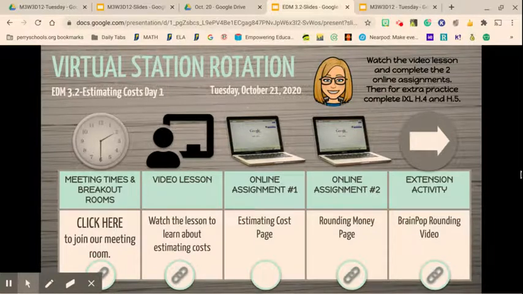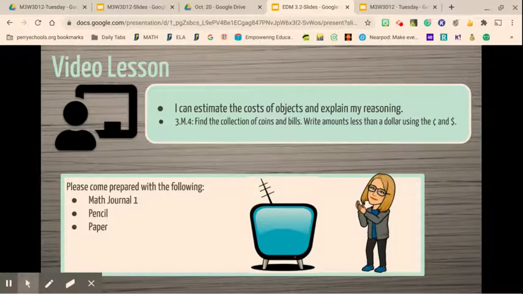Your first one is going to be the estimating cost page that's going to be in Kami. Your second one will be a rounding money page that will also be in Kami. And then I want you to watch the Brain Pop rounding video. So our objective for today is I can estimate the cost of objects and explain my reasoning.